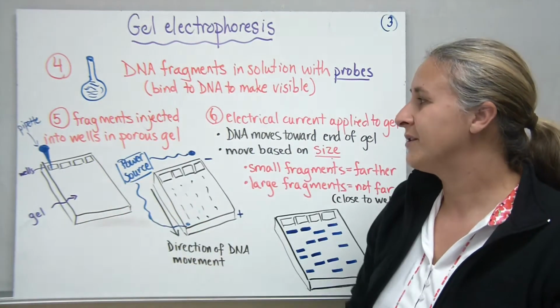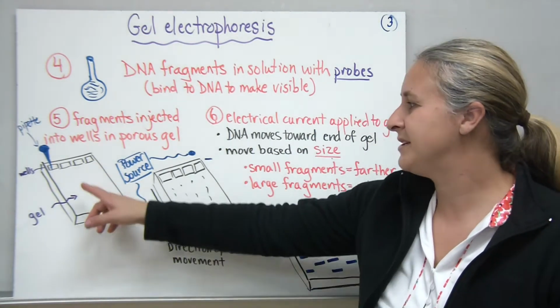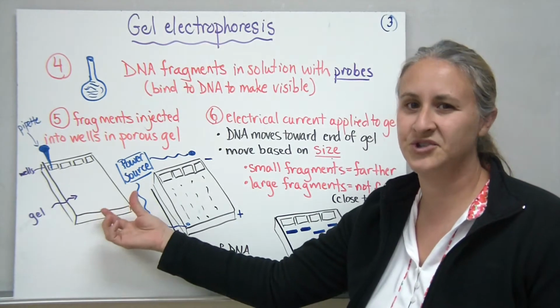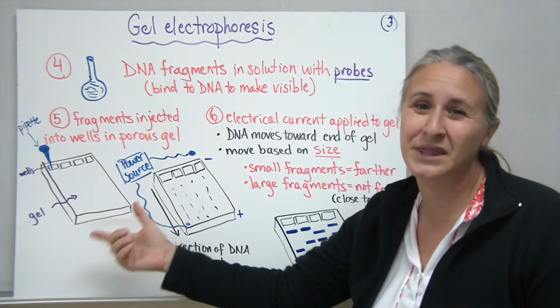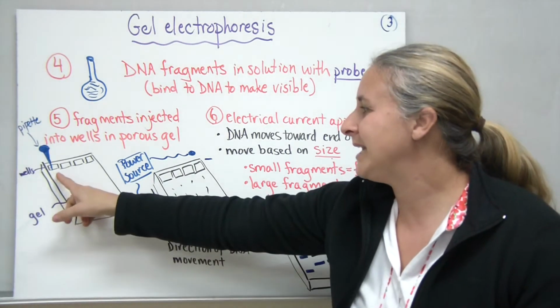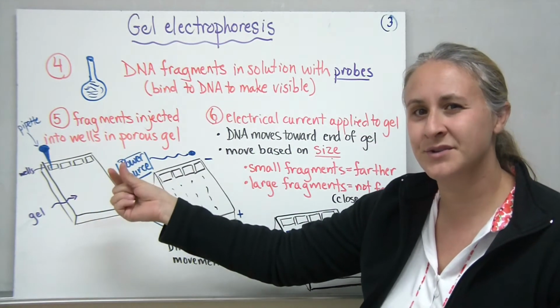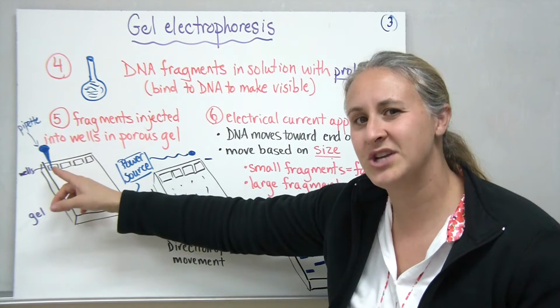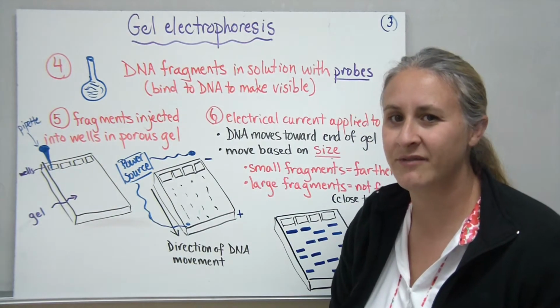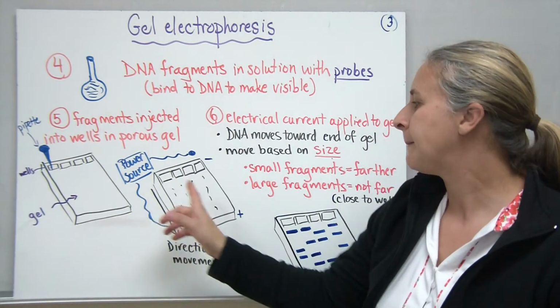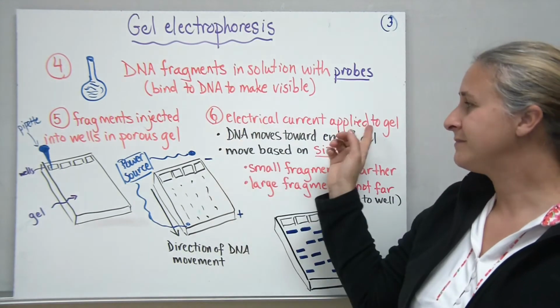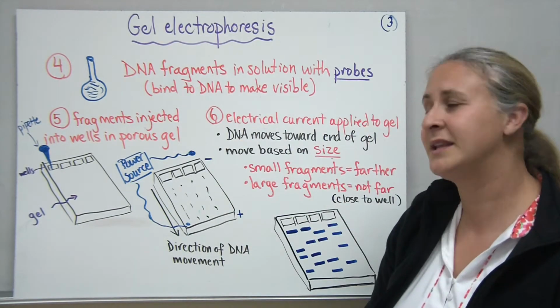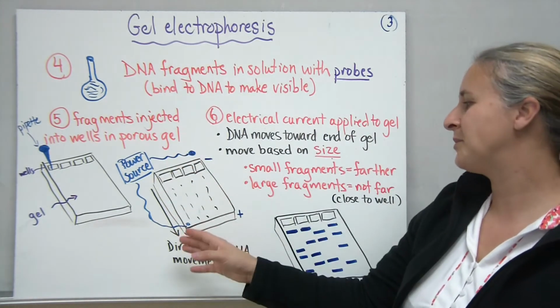The next thing, we take those fragments and we inject them into the wells of a porous gel. It's kind of like a really thick jello. And at the end are these little boxes or segments called wells. And you can use a special pipette to inject that solution of those DNA fragments into the wells. Once we've injected it, step 6, we can turn on an electrical current, and that gets applied to the gel.